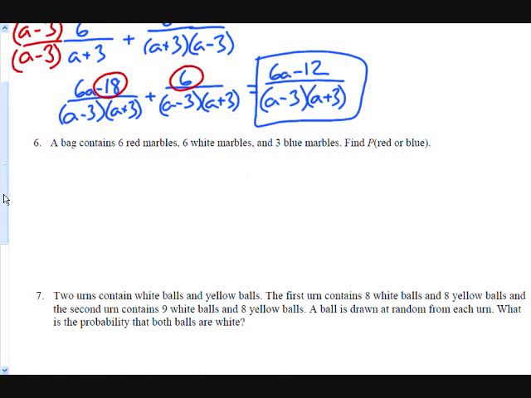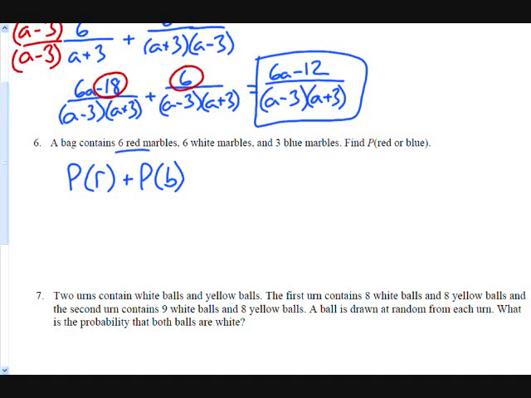Number 6 says a bag contains 6 red marbles, 6 white marbles, and 3 blue marbles, and we want to find the probability of red or blue. Remember, the probability of red or blue is just the probability of red plus the probability of blue. Since these are mutually exclusive, it can't be a red marble and a blue marble at the same time, I just have to add these probabilities.